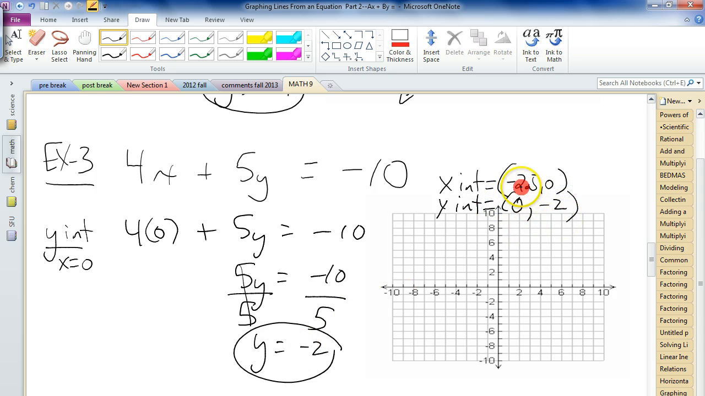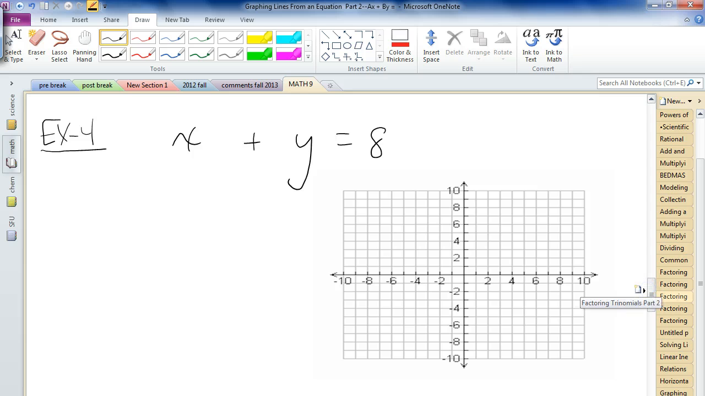We plot those 2 points. So our x-intercept, negative 2.5, which is, there's 2, 2.5 would be right there, and 0 right there is our first dot. And that's negative 2, that's 3, so halfway in between, 2.5. Y-intercept is 0, negative 2. Let's connect that up. Finished.